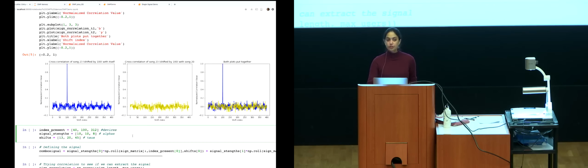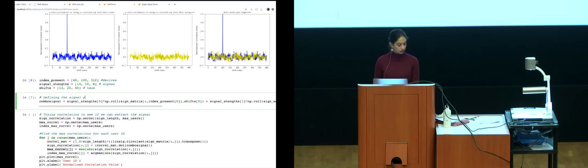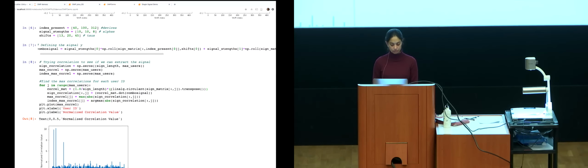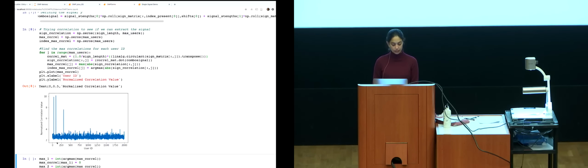So then we decided to set this up, and we said, okay, let's say we have 3 devices transmitting 40, 100, 312. They are transmitting these different alphas, and they have these different shifts. Then we defined our Y signal here. This is our signal Y. Then we tried to see what would happen if we do the correlation, and we basically got 3 peaks here.